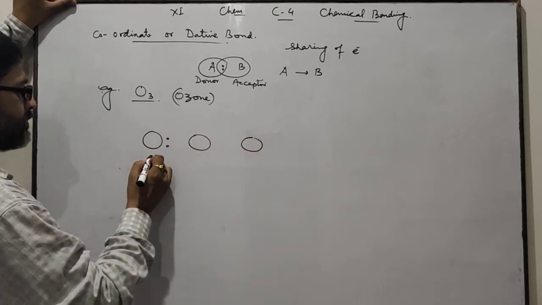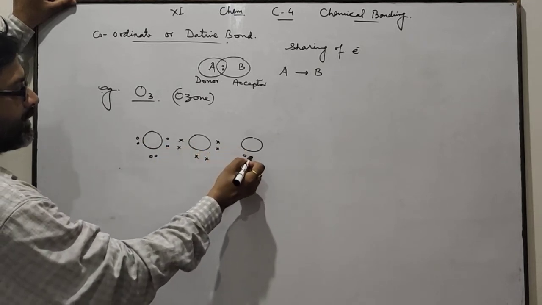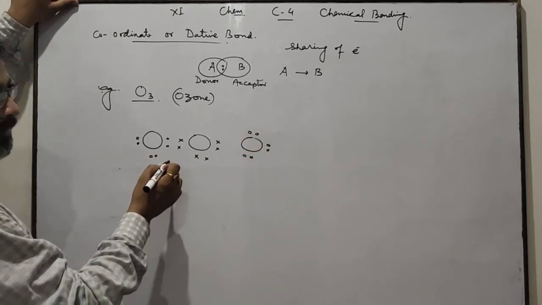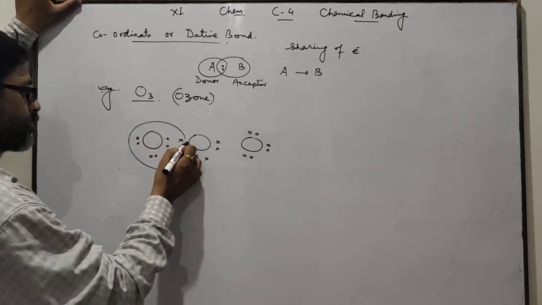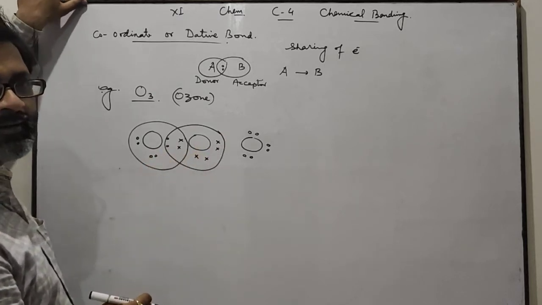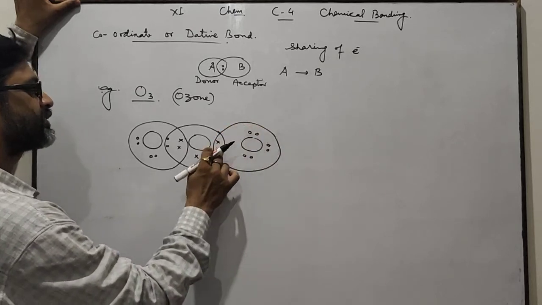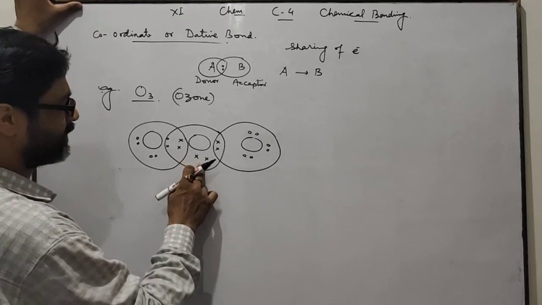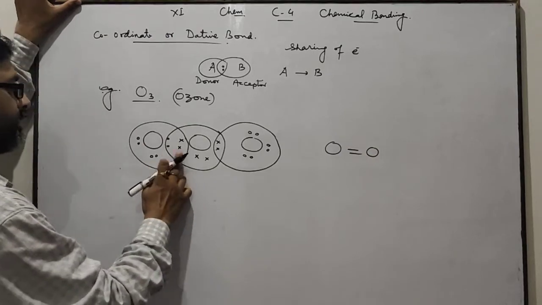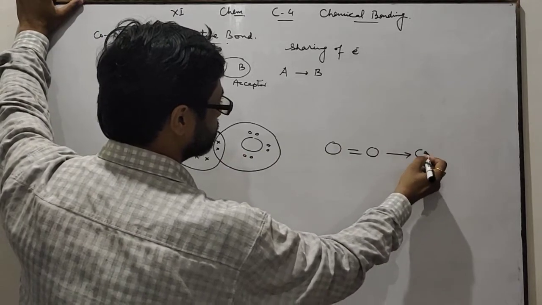You know that each oxygen carries 6 electrons in the outermost shell like this. All these oxygen atoms contain 6 electrons in the valence shell. Here 6 and 2 electrons are shared with this oxygen and both the oxygen atoms complete 8 electrons. This oxygen only accepts this pair of electrons from this oxygen atom. In this way, it forms O double bond O. This one is a coordinate bond and this one is a covalent bond.